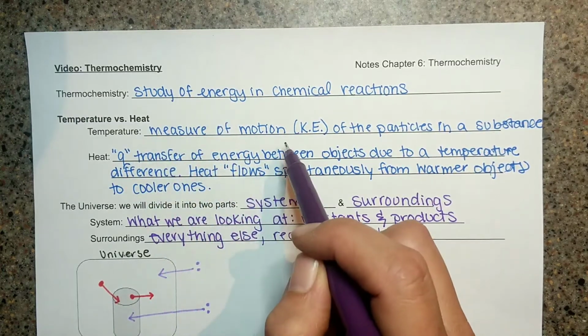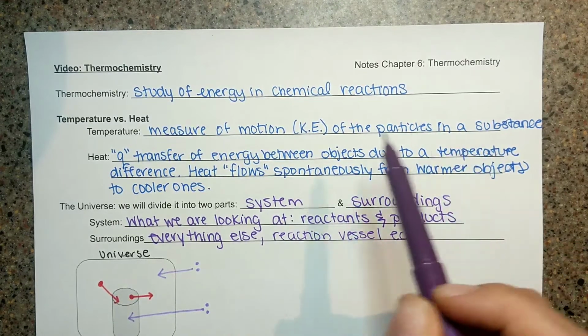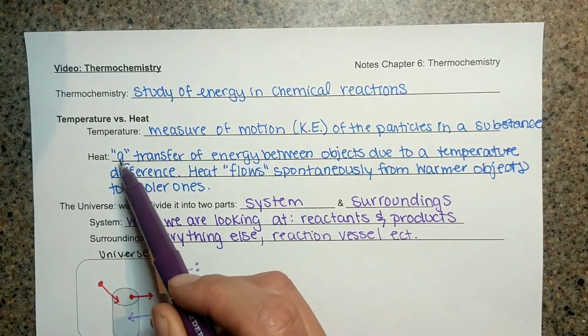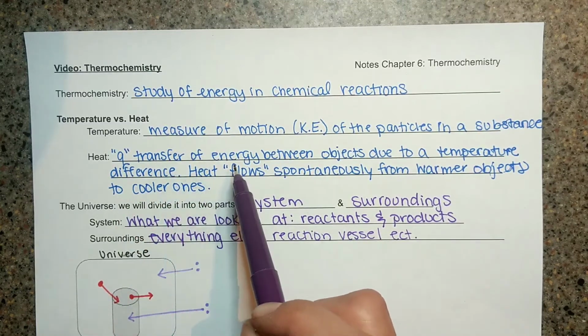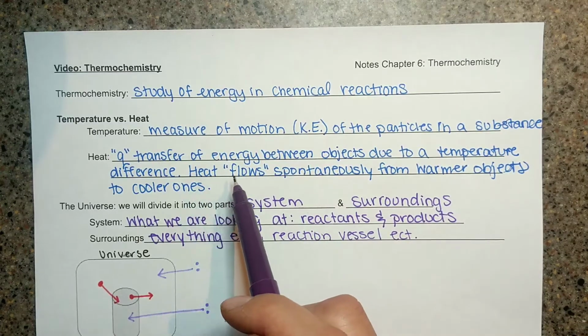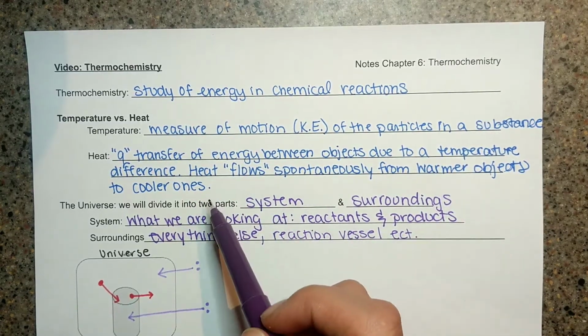Temperature is a measure of motion or kinetic energy of the particles in a substance, whereas heat, which we can show as Q, and it's lowercase, is a transfer of energy between objects due to a temperature difference. Heat flows spontaneously from warmer objects to cooler ones.